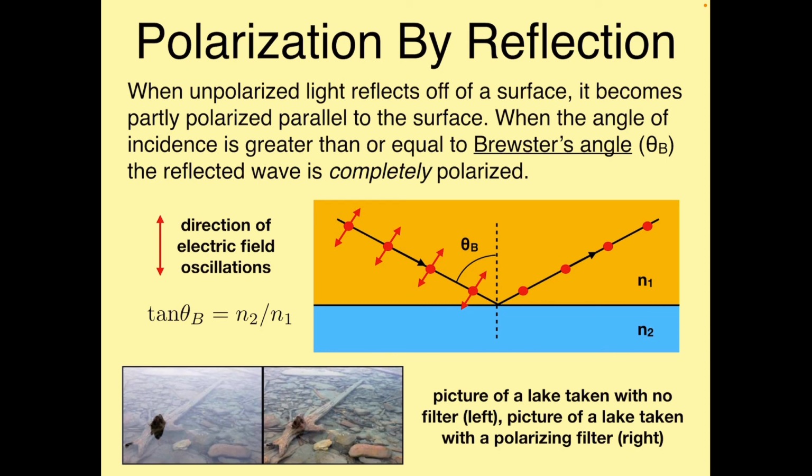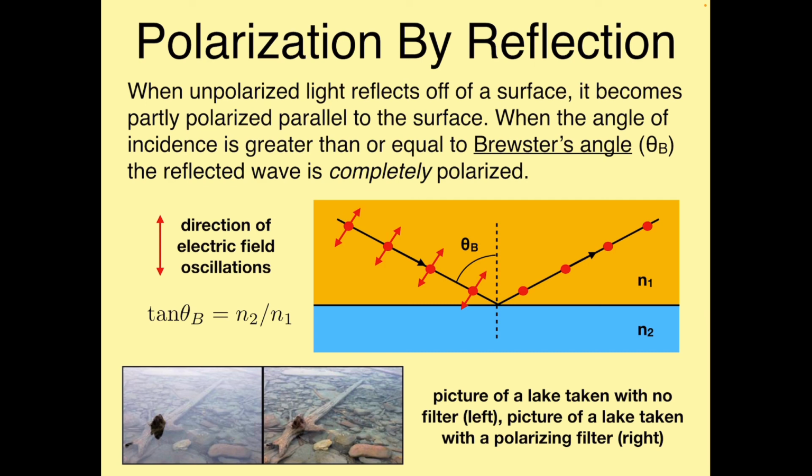Okay, so we've seen that one way to create polarized light is to use a filter. If you have unpolarized light, you send it through a filter, it comes out polarized. Now, another way to create polarized light is by reflection. So the idea here is if you have unpolarized light hitting a surface and then reflecting off it, that reflected light that comes out becomes polarized, okay? And it becomes polarized along the direction that's parallel to the surface.